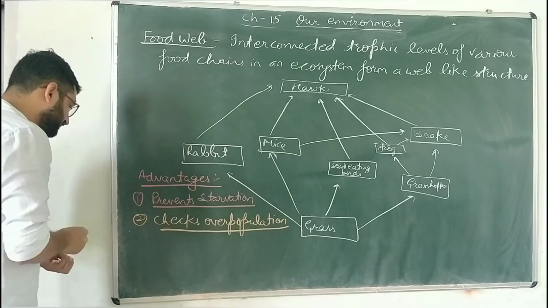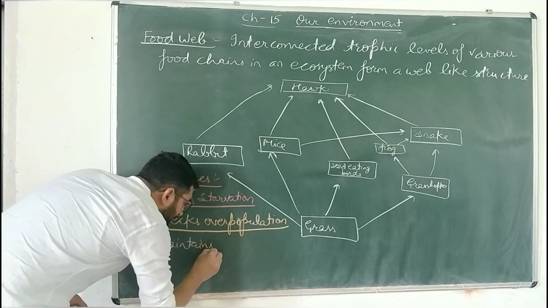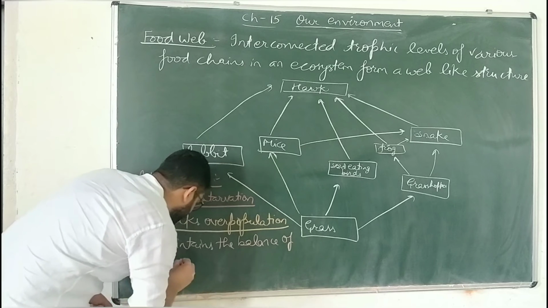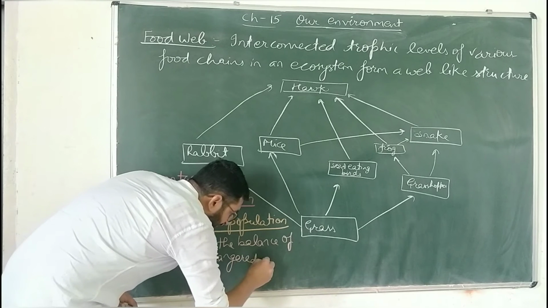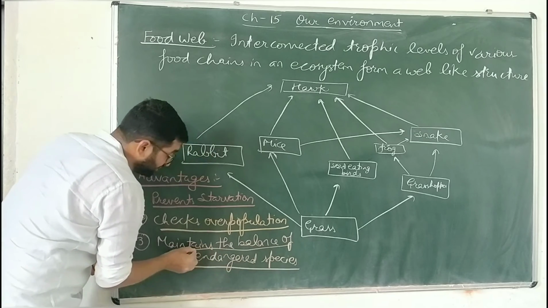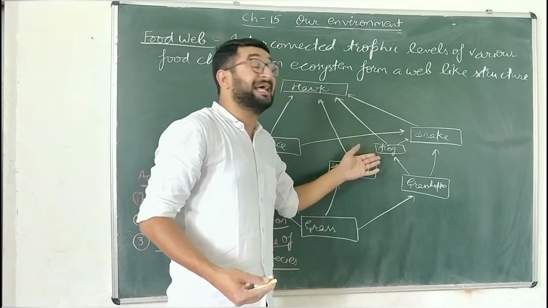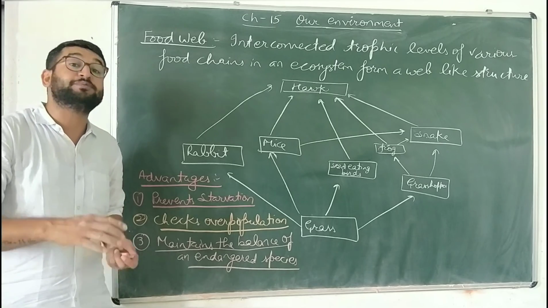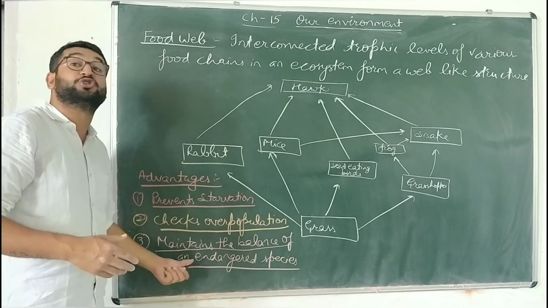Next, food web maintains the balance of an endangered species, as it allows the endangered species to grow. Why, bache? If there is an endangered species and that endangered species is preyed upon by a predator, then bache, food webs allow that predator to feed upon other species and let that endangered species grow.